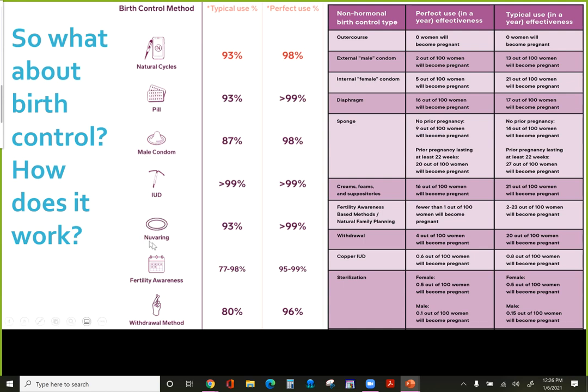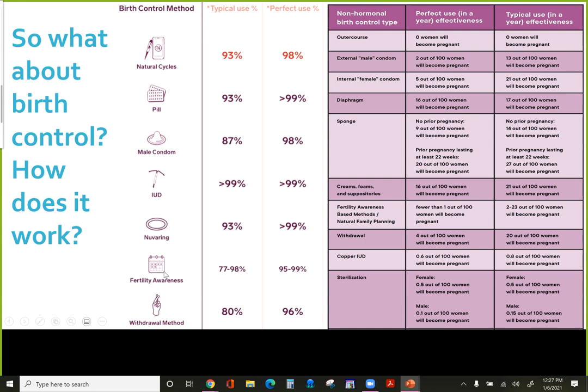NuvaRing, or rings that you insert into your vagina that stay there throughout the month and release hormones, again, are about as effective as taking the pill or natural cycles. And that's because they move around, they slip out. People take them out when they take a shower and clean them and put them back in. Humans are humans. They're not perfect, right? Perfect use, it's over 99% effective. But I personally have had friends that have used NuvaRing and ended up pregnant.